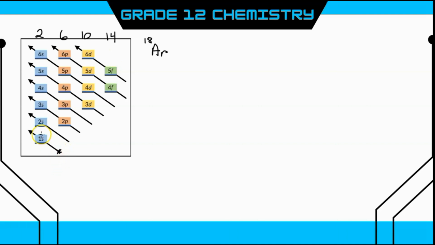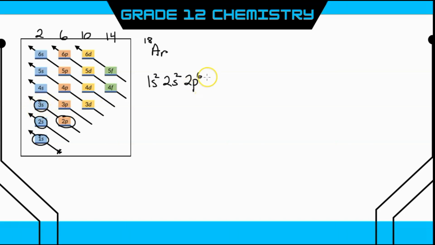So the first one is 1s, and we can fit up to 2. The next arrow, we have 2s, and we can fit up to 2. So that's 4 electrons so far. The next arrow, we have a 2p. So I'm going to write 2p, and we can put up to 6 electrons. So now we have 10, 8 more to go.